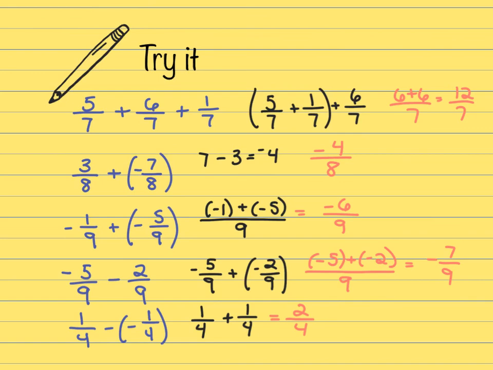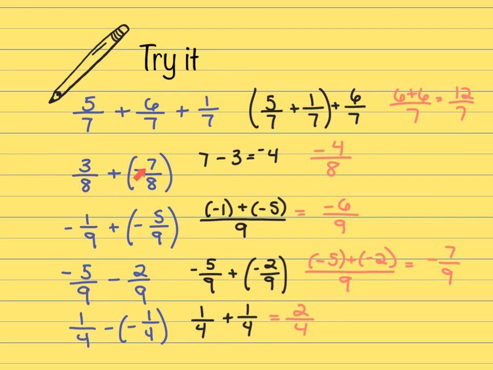Let's check answers. So 5/7 plus 6/7 plus 1/7 could really be handy if we use the commutative property, because we could change the order and put the 5 and the 1 together, which add up to 6. So now we have 6/7 plus 6/7 gives us a total of 12/7.